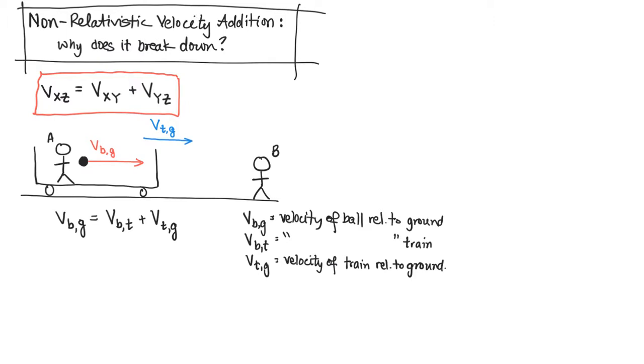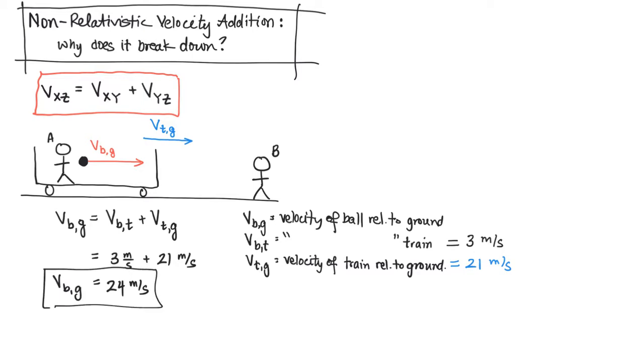Let's assume that Alice can throw the ball at 3 meters per second. These are the numbers we used before, I believe. And that the train is moving at 21 meters per second relative to the ground. What we had found last time was that the ball relative to the train, 3 meters per second, plus the train relative to the ground, 21 meters per second, sum together to give you a whopping 24 meters per second for the ball speed relative to the ground. Again, very straightforward. We've seen this calculation before. It matches your intuition and common sense.